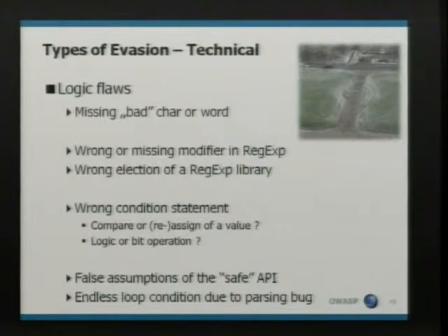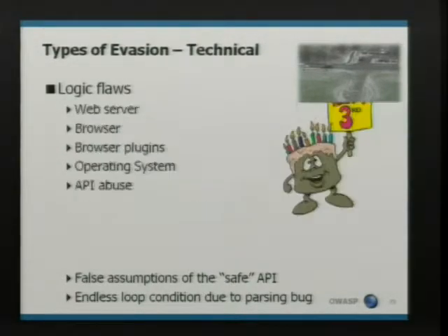The next point is false assumptions about a safe API, because you're not reading the documentation and you just expect what the method name is giving to you. The next one is endless loop conditions due to parsing bugs. This also happens quite often, and I recommend you fuzz maybe the MPlayer. Then you always get very cool call stack overflows on this neat application, because there are some really nice parsing bugs in this great media player.